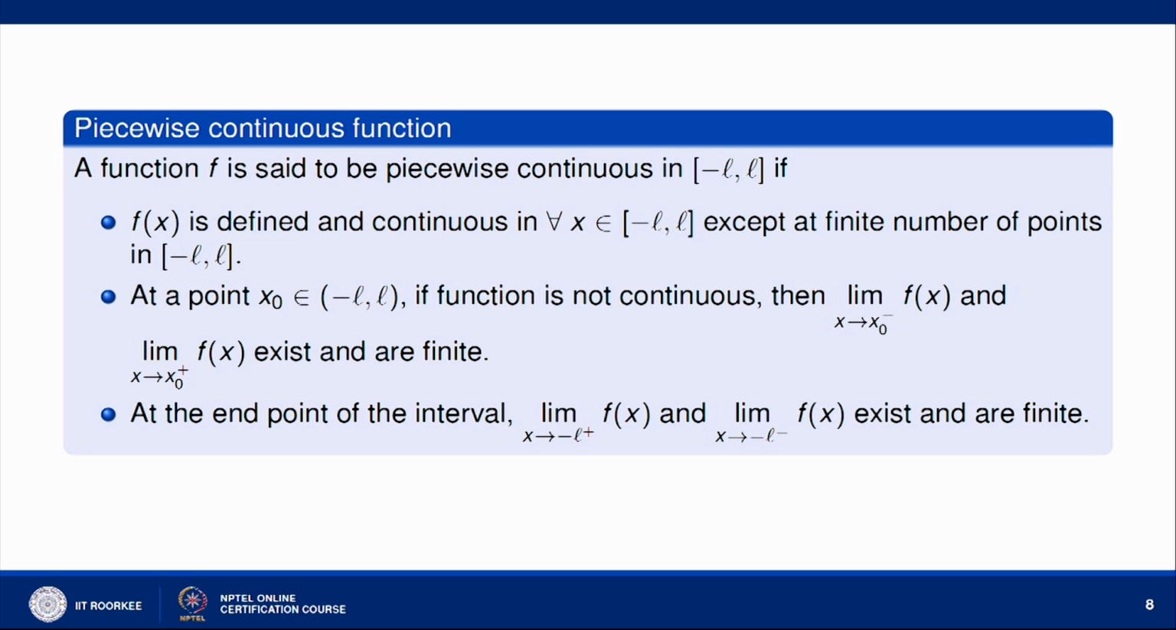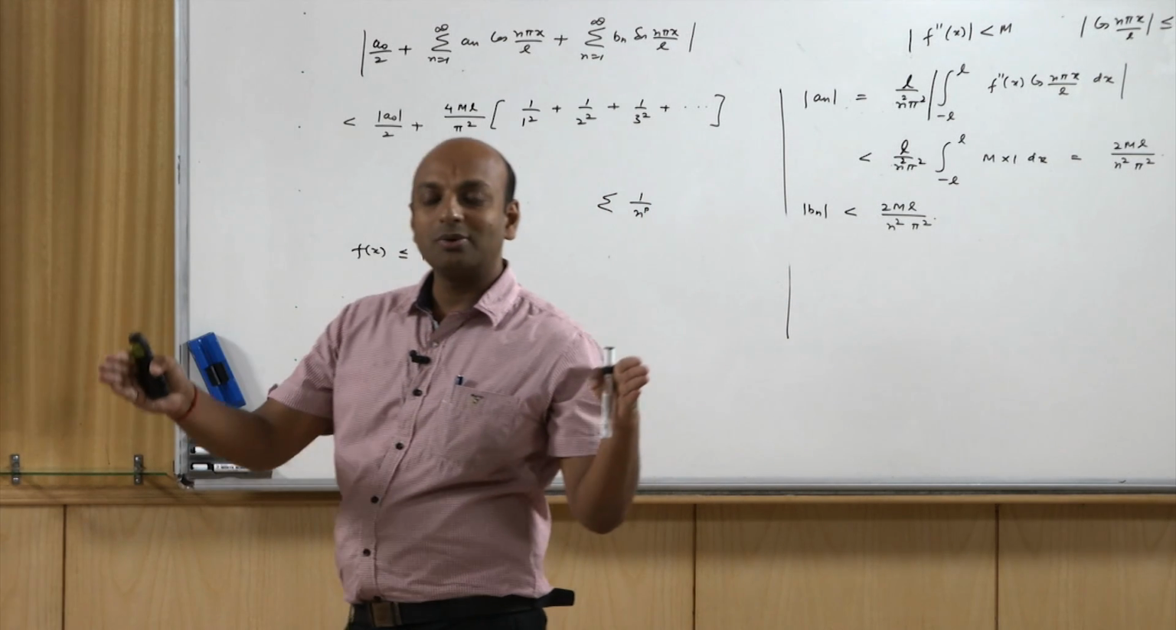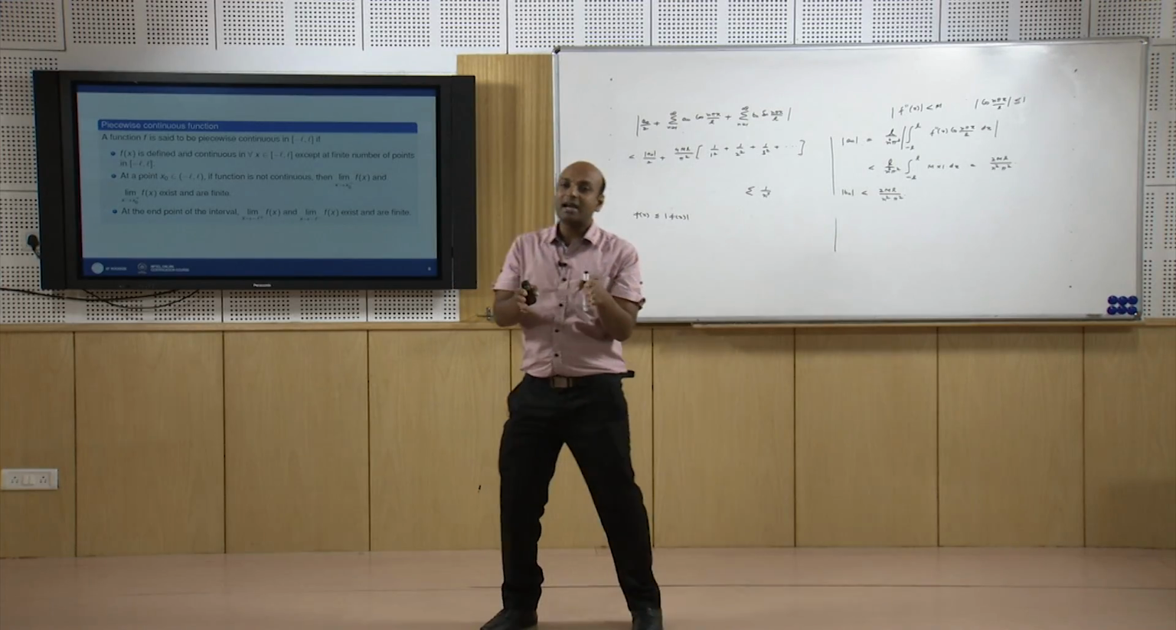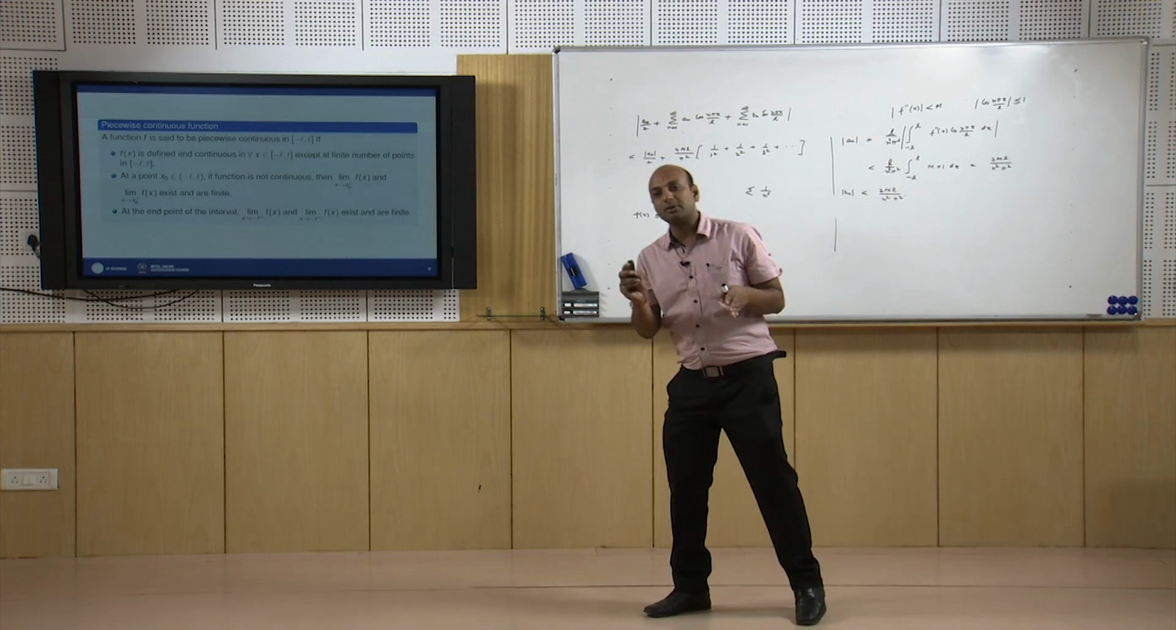Okay. Now, at an end point of the interval, that is at minus L and plus L, if it is minus L, the right hand limit, and if it is plus L, the left hand limit exist and are finite. So, if these three properties hold, then we say that the function is piecewise continuous in minus L to plus L. Or in other words, we can give the same definition: divide the interval into a finite number of sub intervals, in each sub interval the function is continuous, and if there is a discontinuity, that must be of jump type.